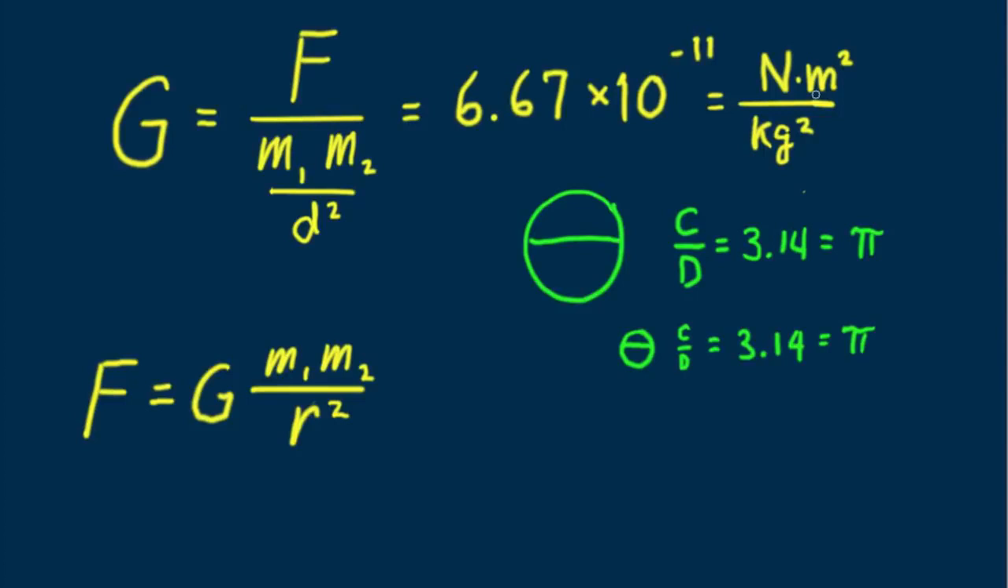Again, equations guide thinking. Let me leave you with a question. Suppose an astronaut lands on a planet that has twice the mass of Earth and twice the diameter. How does the astronaut's weight differ from that on Earth? Let Newton's equation for gravity guide your thinking.